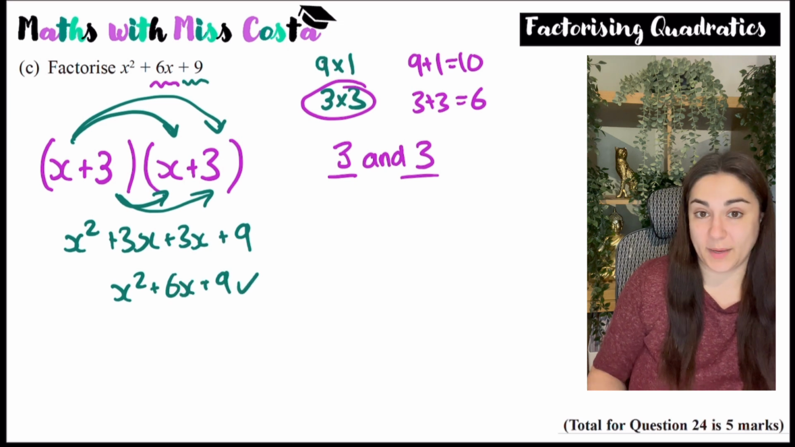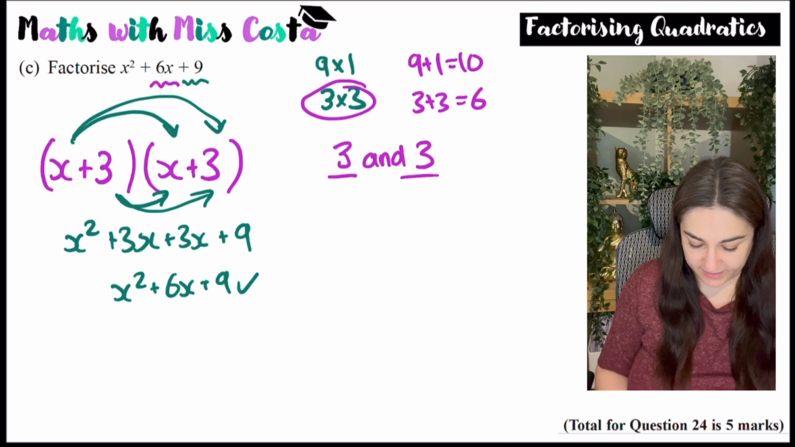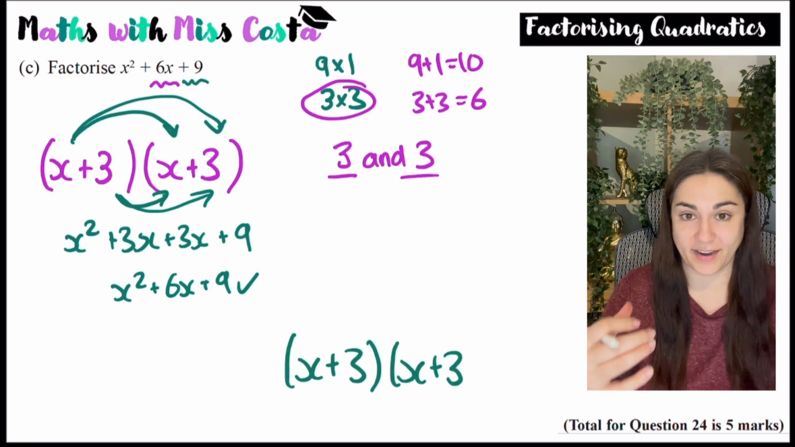But this is you expanding the bracket out. The answer is x plus 3, x plus 3. Factorise just means put it into brackets.